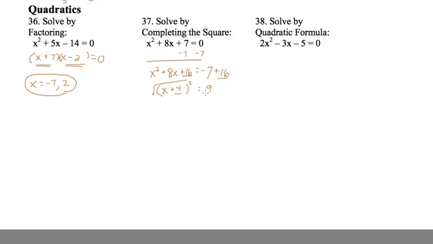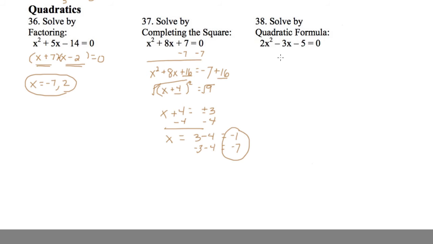Square root both sides. The square root undoes the square, so you've got x plus 4 on this side equals plus or minus 3. And then solve for x, minus 4. So you're going to have positive 3 minus 4, that's negative 1, and negative 3 minus 4, which is negative 7. There's your two answers.